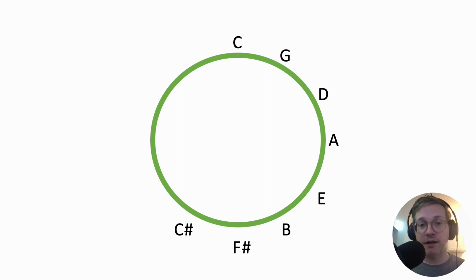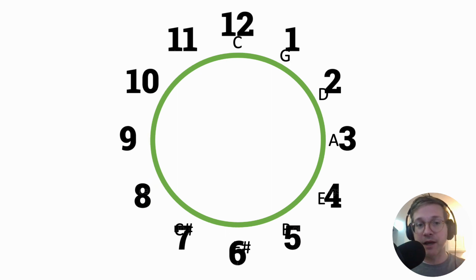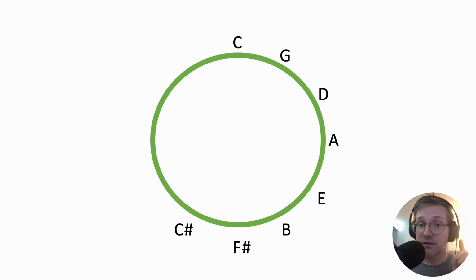Going back to our clock face. Okay? Thinking about that clock face. If C is in our 12 and that's all 7 naturals, G is going to be in the 1 position and D in the 2, A in the 3. So G is going to have 1 sharp in its key signature. And this is where we start getting into the key signatures. Okay, so we're going to line it up with the rest of the clock face. D is 2 sharps, A is 3 sharps, E is 4 sharps, B is 5 sharps, F sharp is 6 sharps, and C sharp is 7 sharps.